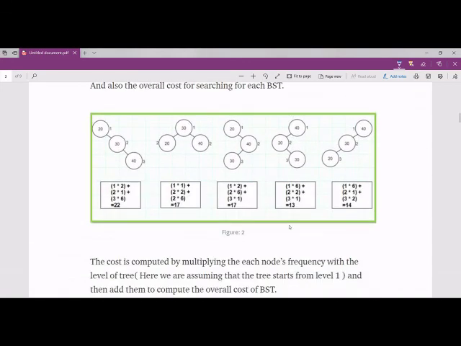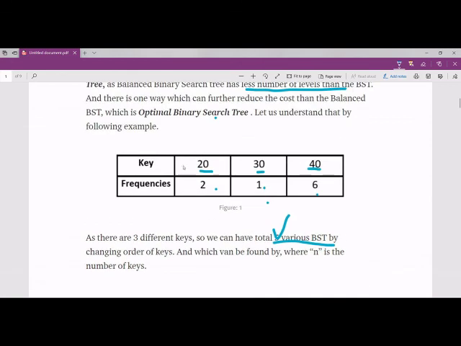So there are 5 binary search trees that I have constructed. We can see here that in the first binary search tree, the numbers 1, 2 and 3 indicate the level. The node with key value 20 appears at the first level, 30 is at the second level, and 40 is at the third level. We know that the node with key value 20 has frequency 2, 30 has frequency 1, and 40 has frequency 6.